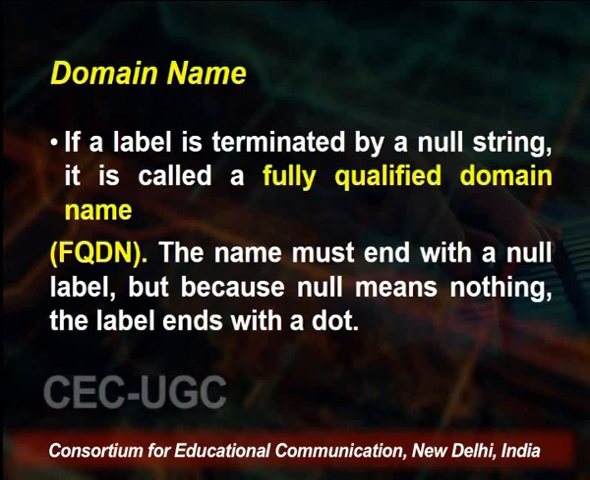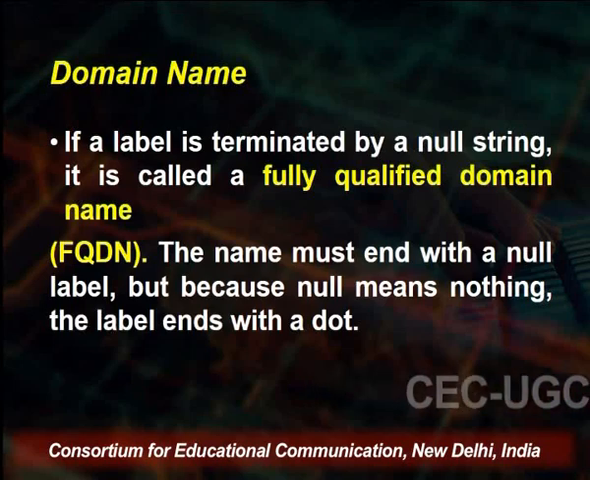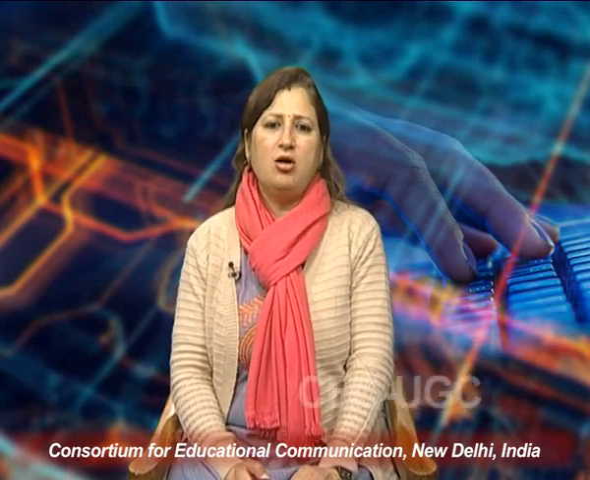Why are we saying this? Because it is going up to the last node, it is going up to the root node, so we say that it is fully qualified, it is fully explained. But if it is not ending in a null string, if it is not ending with a dot, then it is known as a partially qualified domain name, or PQDN. So this means that a PQDN will start from a node, but it will not reach up to the root.